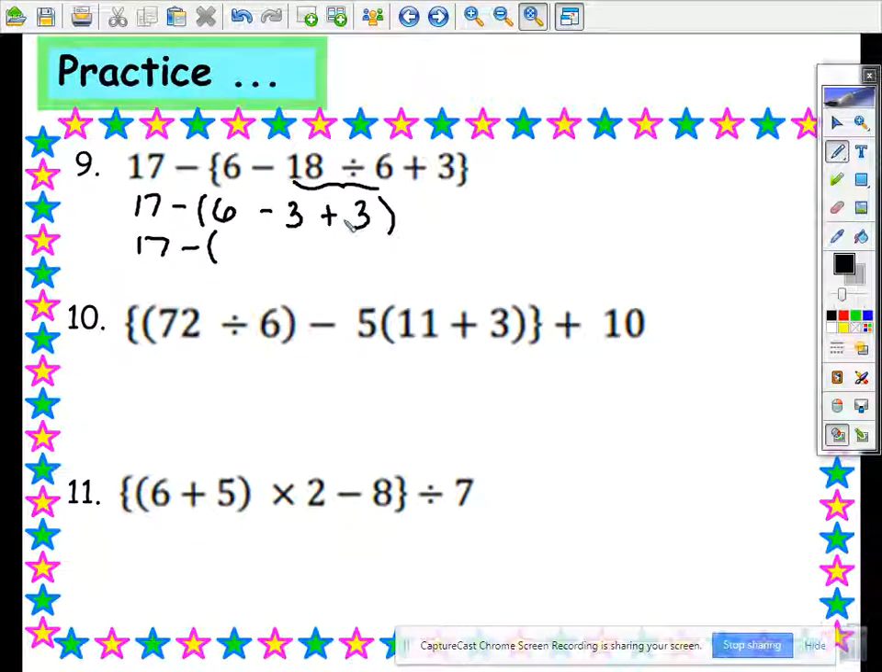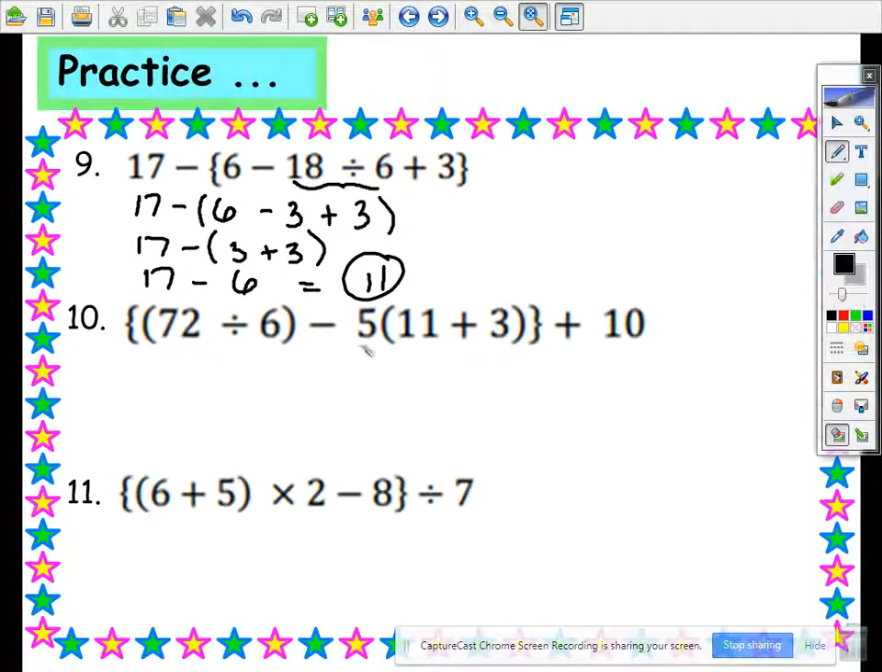I have a subtract and add. We're going to go left to right. 6 take away 3 is 3. And now I have 3 plus 3, 17 minus 6. So you should have had 11.